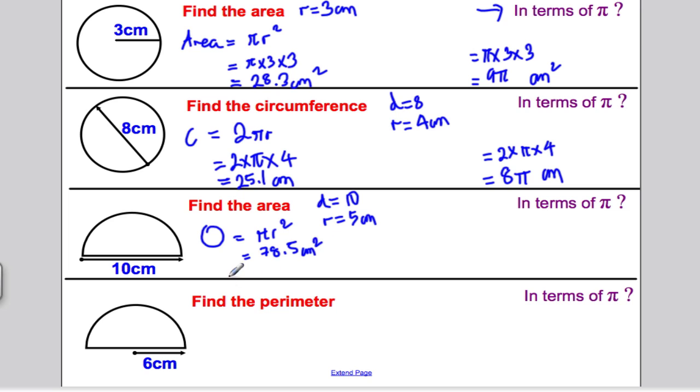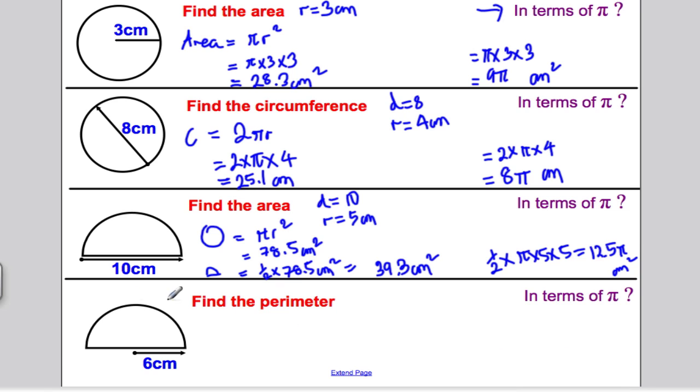centimeters squared. So the area of a semicircle is a half that, so you would do a half times 78.5 centimeters squared, and you would get 39.3 centimeters squared. If you left it in terms of pi, you would have had a half times pi r squared, so a half times pi times 5 times 5, and you would have got 12.5 pi centimeters squared.